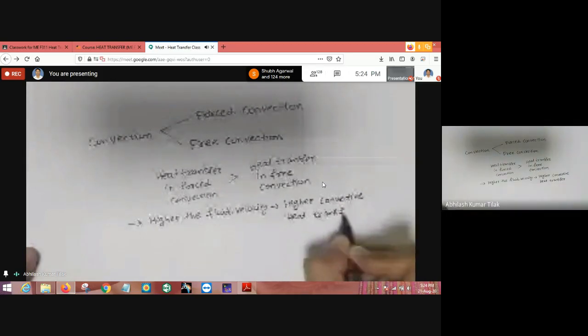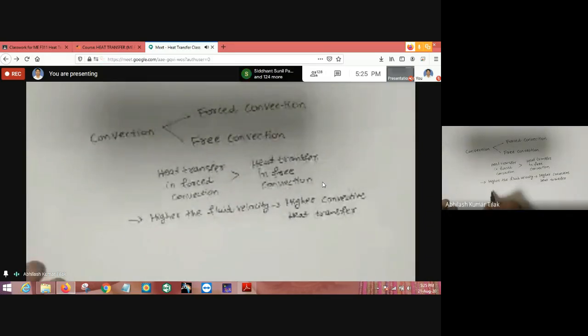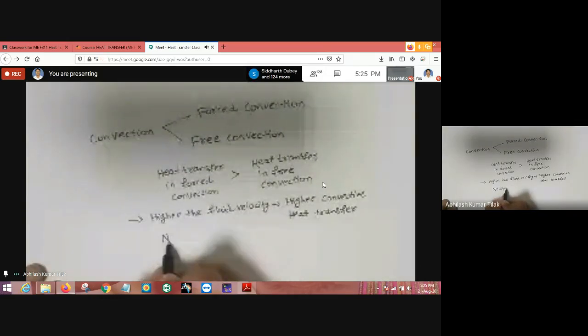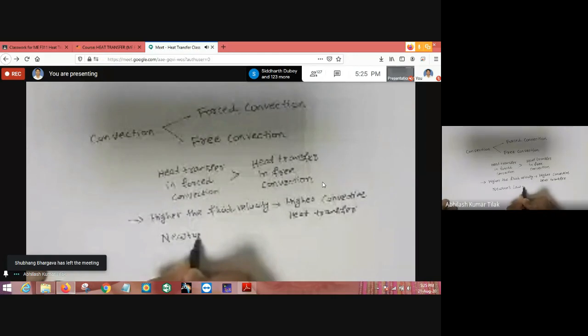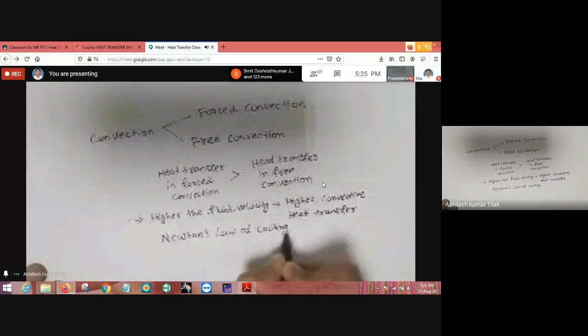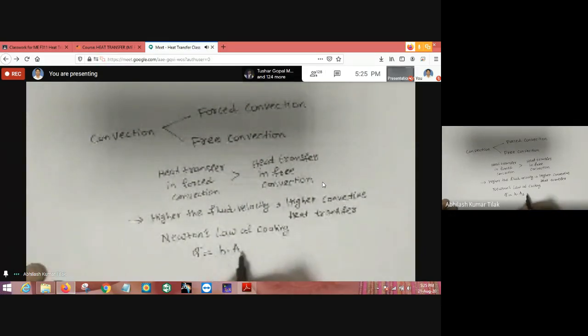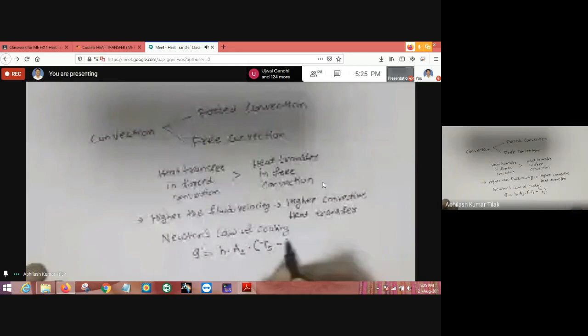Now, as we had in case of conduction, a basic law, similarly in case of convection also we are having a basic law. This basic law is termed to be the Newton's law of cooling. Newton's law of cooling states that the rate of heat transfer, that is Q dot, is equal to H into surface area into temperature difference between the surface temperature and that of the ambient temperature.